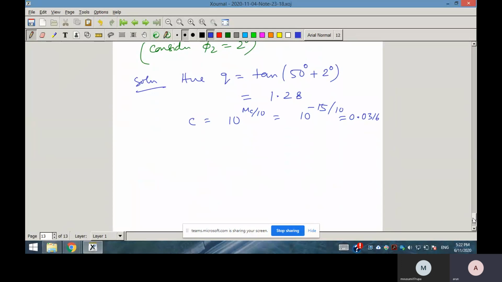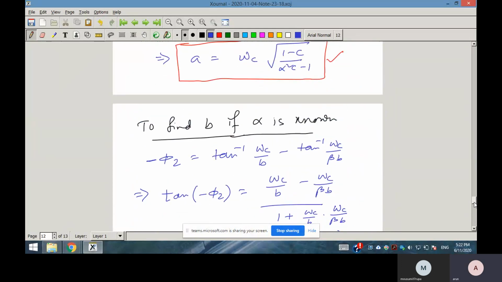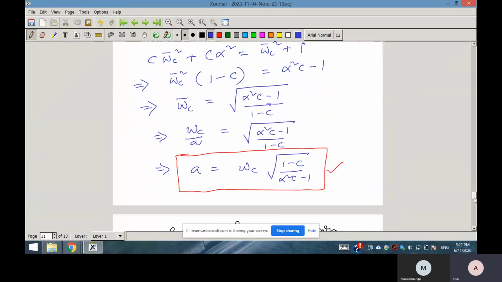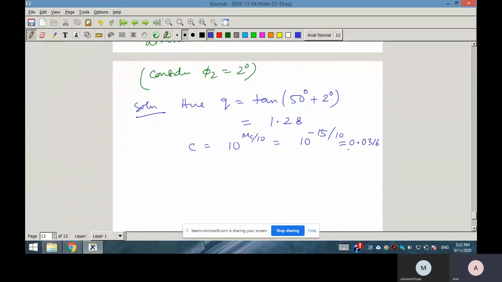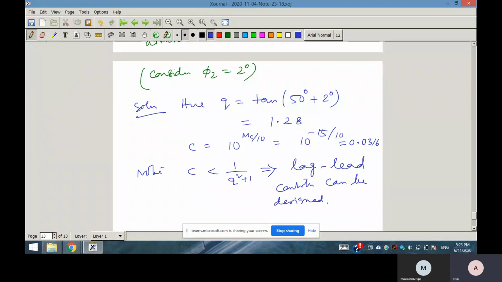Now you can easily verify that your c is less than 1 by q square plus 1. You can easily check, it is satisfying. So this implies that the lag lead controller can be designed. Okay, so lag lead controller can be designed.